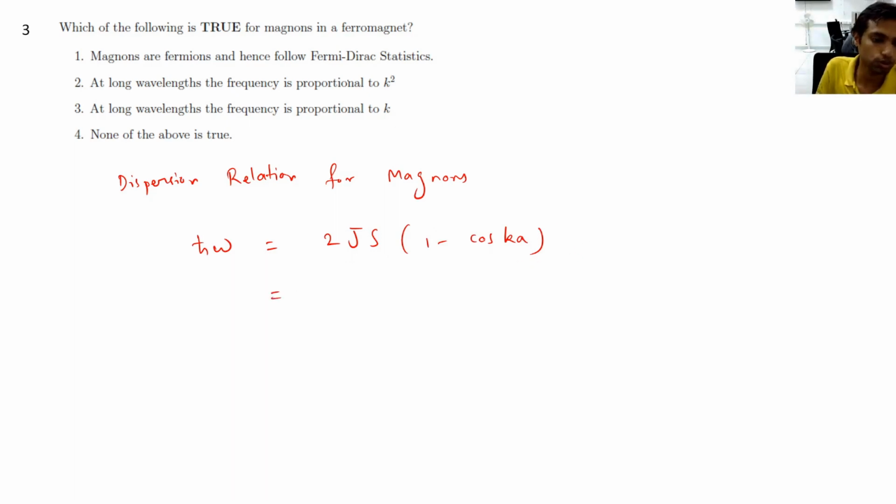Now, one statement says magnons are fermions, and this statement is wrong because magnons are bosons. Then we have to check this: at long wavelengths the frequency is proportional to k squared, or at long wavelengths the frequency is proportional to k. To check that, we just have to expand. Long wavelength means what? k is equal to 2 pi by lambda. If lambda is long, k goes to 0. This is the long wavelength limit.